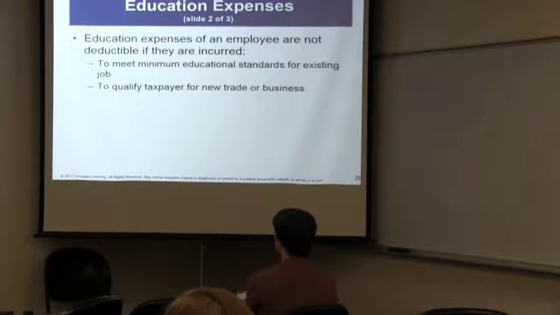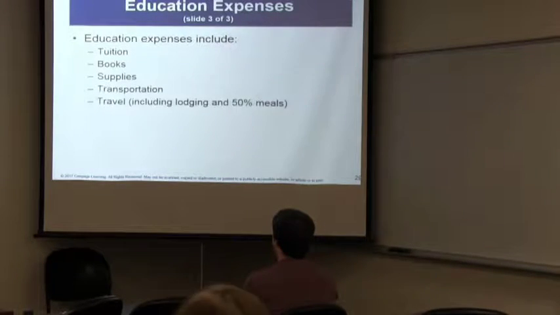Again, please note, to be able to take this deduction, you have to already be employed somewhere, okay? Or be self-employed. So if you're going for a new trade or business, not deductible. Some of the expenses that are included: tuition, books, supplies, transportation, and travel. So the amount of expenses that are included here, quite a lot. Okay, they really let you include pretty much everything. And there are no monetary limits here. So whatever the expense is, that's the amount of the deduction that you get.